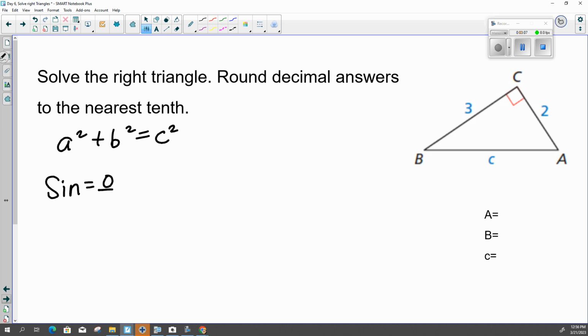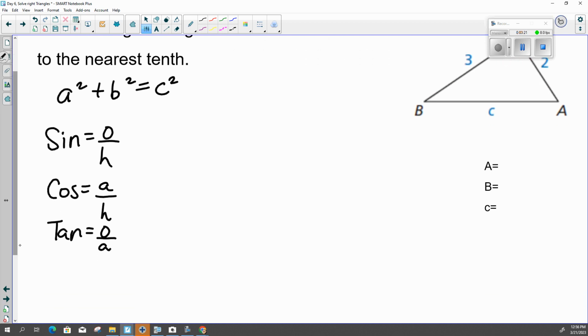And then my shortcut, sine is opposite over hypotenuse. Tangent is opposite over adjacent. So again, maybe you have these memorized at this point. I don't know. But if not, you'll want these handy. You'll want them close by.